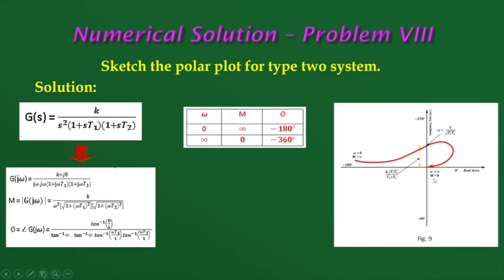Then draw the polar plot. The starting point is magnitude infinity and phase angle minus 180. So starting from that point, when omega is increased, the magnitude decreases but the angle increases on the negative side. That means it crosses minus 270, and then finishes at this point, minus 360 on this axis. But the magnitude is 0 at this point.